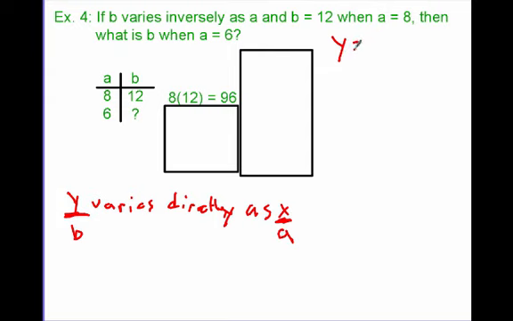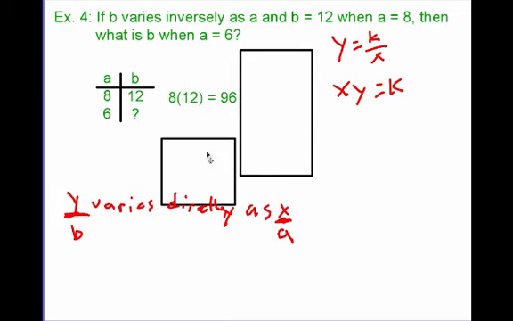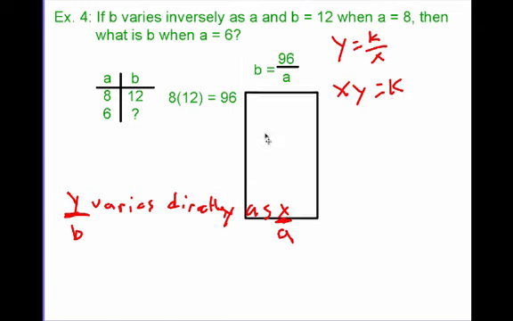So I know y equals k over x. And to figure out k, I know I need to do x times y. That'll give me k. So I do my x and y that I know, or my a and b. 8 times 12 is 96. So I know I'm going to have the equation b equals 96 over a. Well, I want to figure out what b is when a is 6.